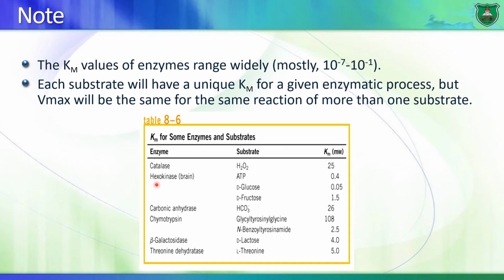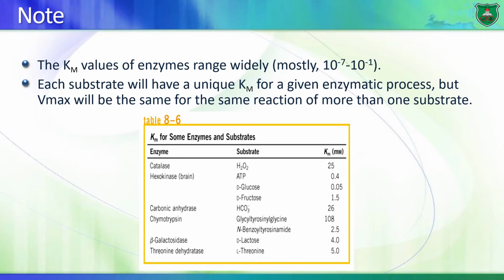So what does hexokinase do? Hexokinase is an enzyme that phosphorylates hexoses, that is 6-carbon sugars like glucose and fructose. So it binds to ATP at a certain Km value, or it has a certain Km value for ATP. It has a different Km value for glucose, right? And a different Km value for fructose. So there are different Km values for different substrates for the same enzyme.